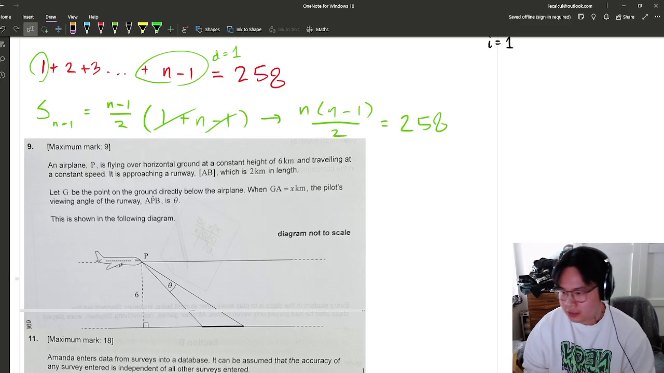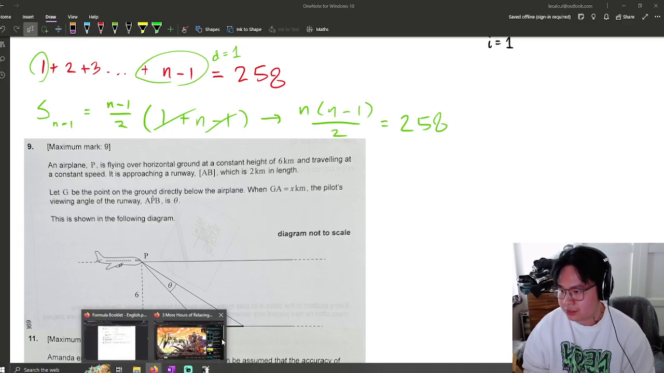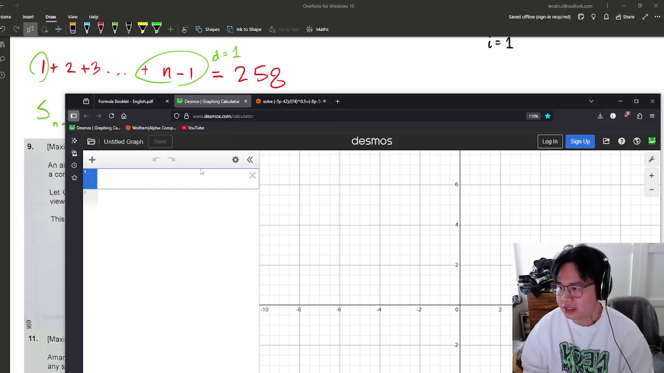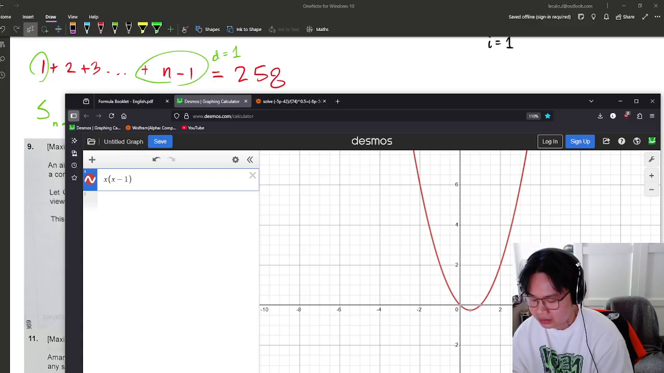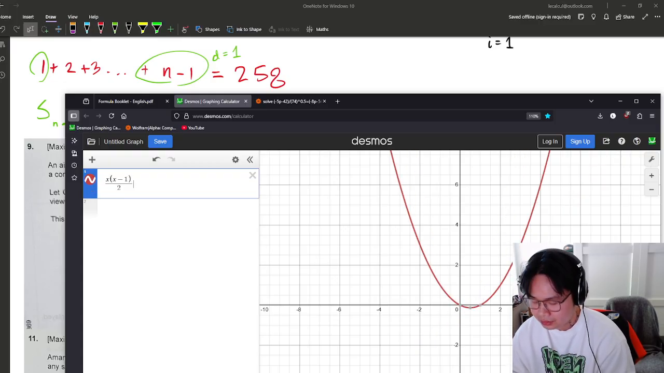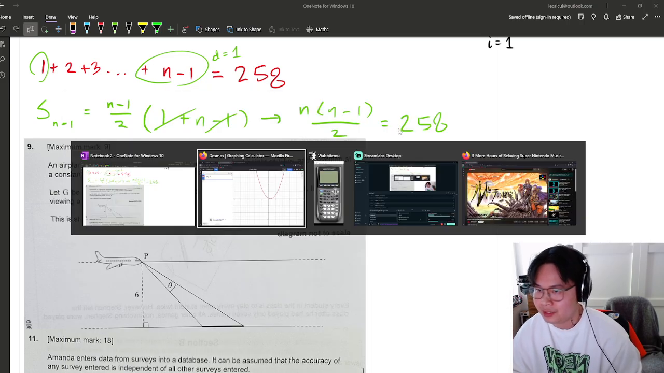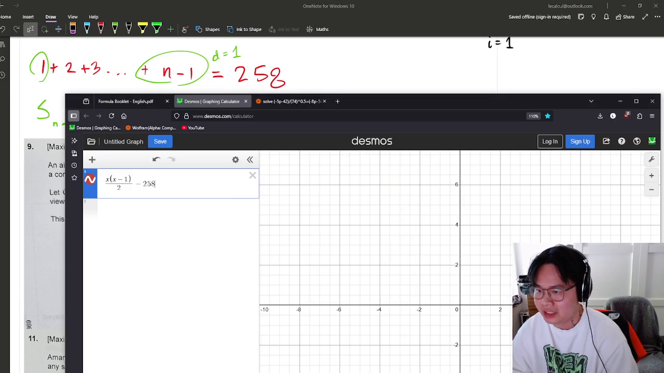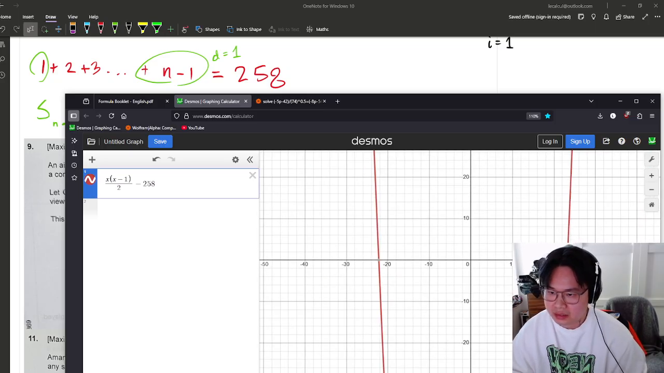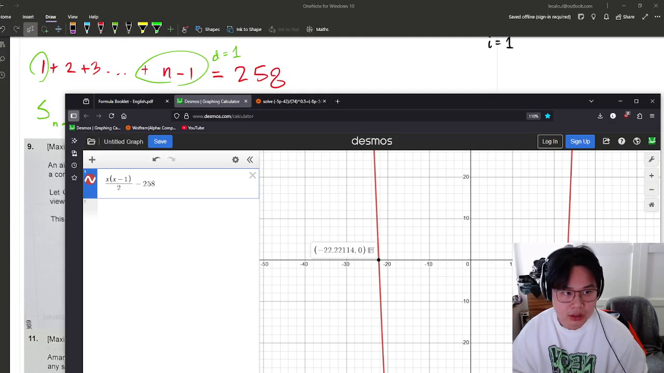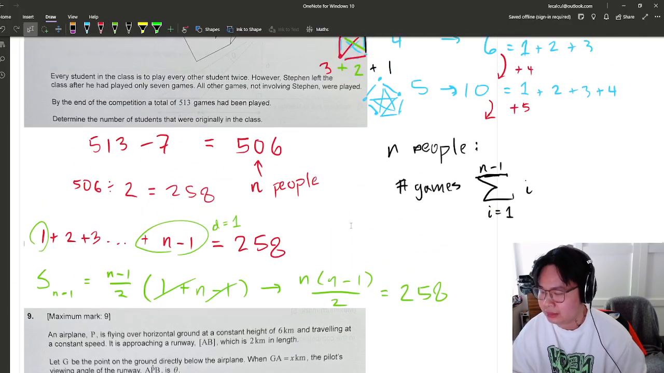Okay, and then we solve for n using whatever you would like. Let's use Desmos. So x minus 1 over 2, and then this should be equal to 258. So if I subtract 258, I get 2 answers. One's negative, one's positive. And then, oh, that's not a nice number. That should be a whole number, because that's n. Where did I mess up?